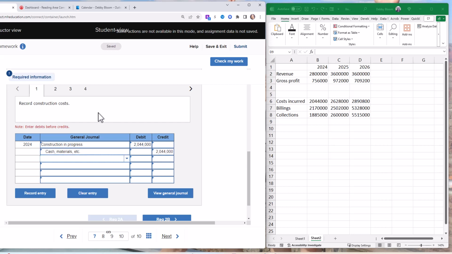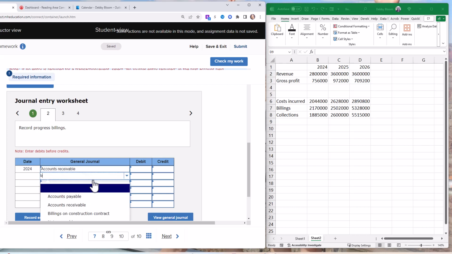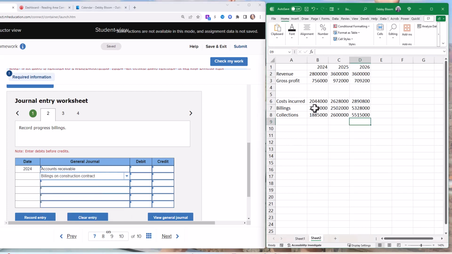The next thing that we're going to have to record is our billings. So we're supposed to record our progress billings. So to record the billings, I'm just going to debit the accounts receivable, and I'm going to credit billings. And notice the amount for 2024 was given in the problem, $2,170,000.